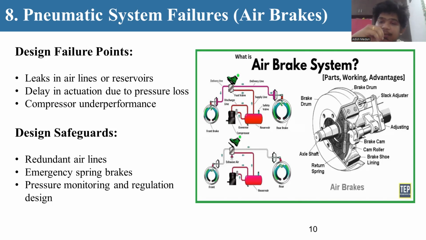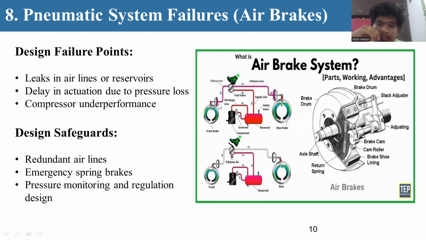So here we can see what an air brake system is, right? This is the front brake, this is a delivery line, and this is a delivery line. This is a foot valve, and this is a discharge line. This is a compressor. The compressor goes through the governor to the reservoir to the supply line, and it goes here to the braking system, and then the rear brakes apply the same way, using a delivery line. So same, front, exhaust air, reservoir, rear, right?